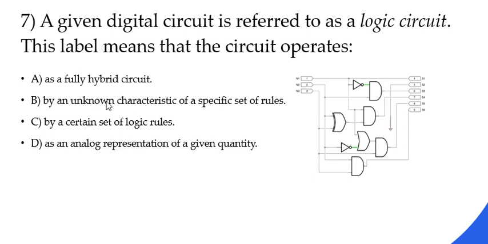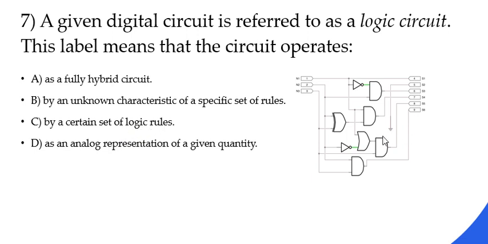about a fully hybrid circuit, okay? Or we're not talking about the unknown characteristic of a specific set of rules. Or we're not talking about, definitely you need to eliminate this, because this is talking about an analog representation of a given quantity, so it's completely out of line. And again, your set of logic rules.